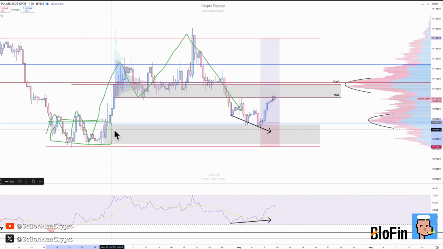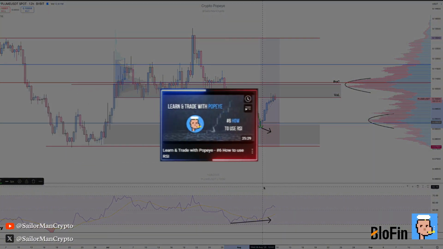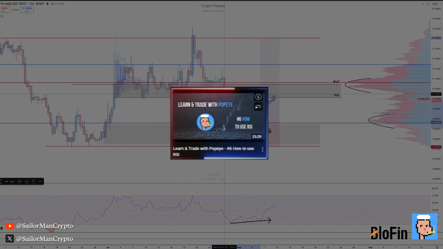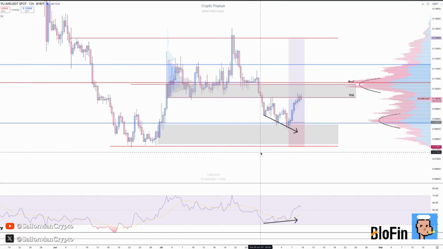That was this demand down here in the gray box. Once it happened, it started to form a three drive pattern. You can find a video on the three drive pattern that I usually trade, so we'll not go too much into detail on this. Along with a bullish divergence, you see price forming lower lows and the RSI forming higher lows. You will find a video on the Learn and Trade with Popeye channel about RSI and how I use it. So there was a confluence of this level.